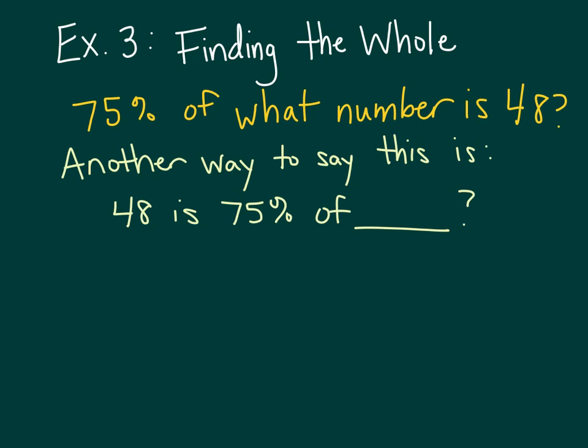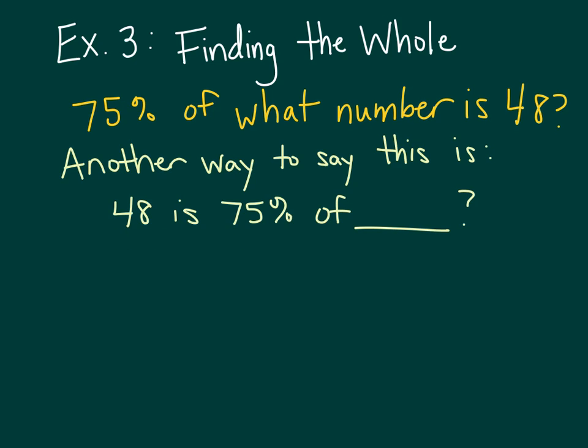In example 3, we're going to practice finding the whole number when we know the percent and we know the part. And so they ask us to find 75% of what number is 48. And another way to say that same thing and put it in the order closer to what we're looking for is that 48 is 75% of what number.